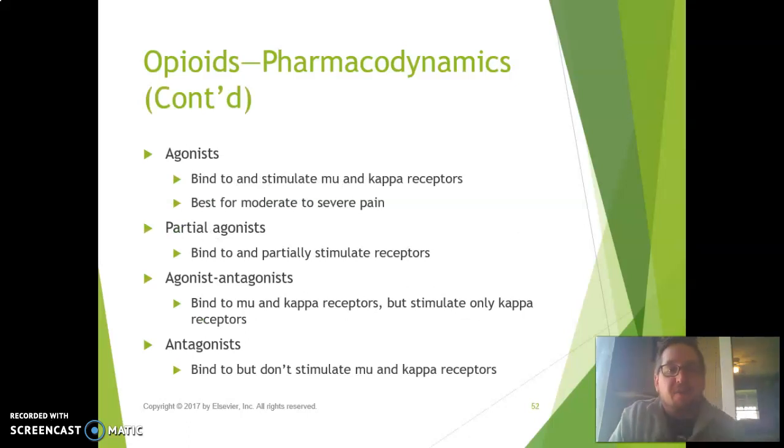So agonists bind to and stimulate mu and kappa receptors. That's really important, mainly the mu receptor. And this is best for moderate to severe pain. So if we give a pure mu agonist, we know we're giving it to control pain. Partial agonists bind to and partially stimulate receptors, so they don't produce the full-blown sedation and analgesia that a pure mu agonist would, but they usually do a pretty good job. Agonist-antagonists bind to mu and kappa receptors but do not stimulate the mu receptor, only kappa. Once again, remember that the mu receptor is the most powerful receptor in the body. Antagonists bind to but do not stimulate mu and kappa receptors.